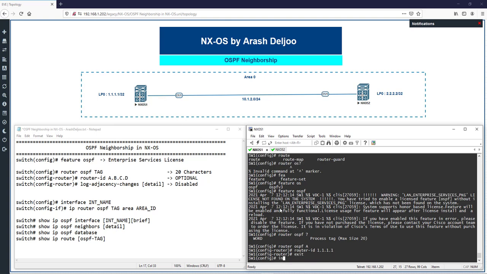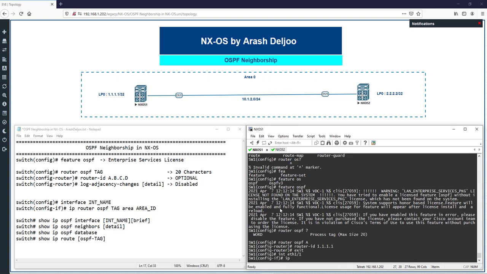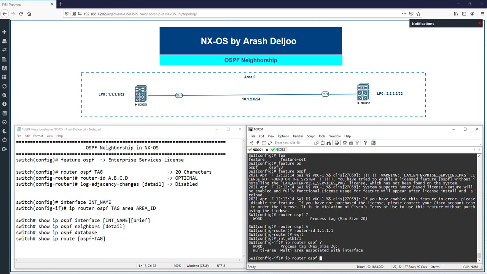Let's go to interface Eth1/1 and enable OSPF with this command, ip router ospf. Don't confuse it with the ip ospf command. The command is ip router ospf, then we should use the tag. The tag is A. Please enable the router OSPF process A with the area of, for example, 0. This is area 0, as you can see in the figure.